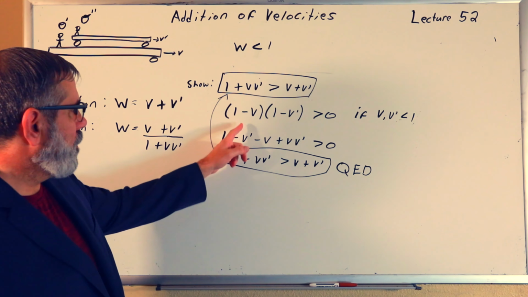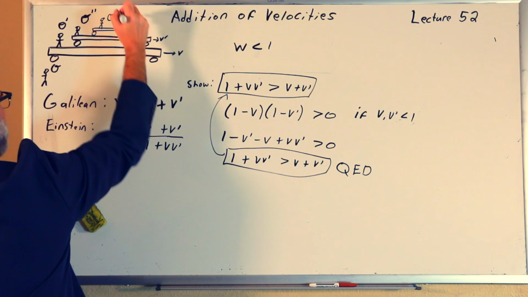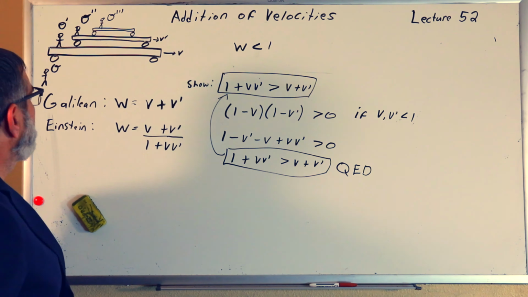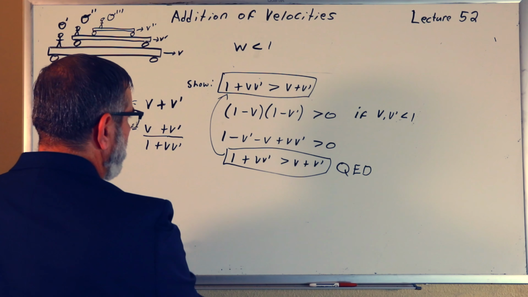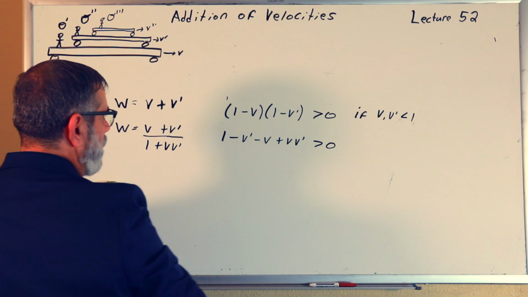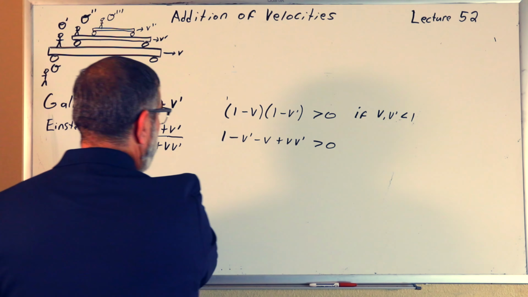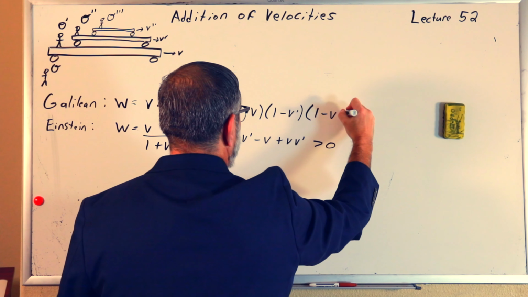If I were to consider more than just two terms, let's say I put another train on here. We'll call that O triple prime. We'll give him a relative velocity with respect to the second train of V double prime. See that? So, if I were to move that out of the way, I'm going to add one more term to this, 1 minus V double prime.